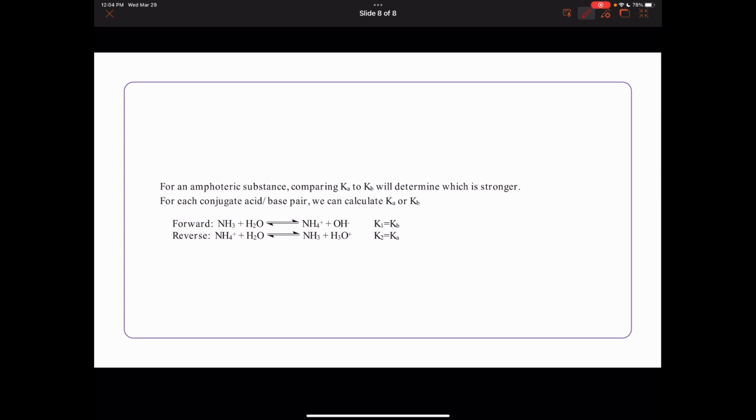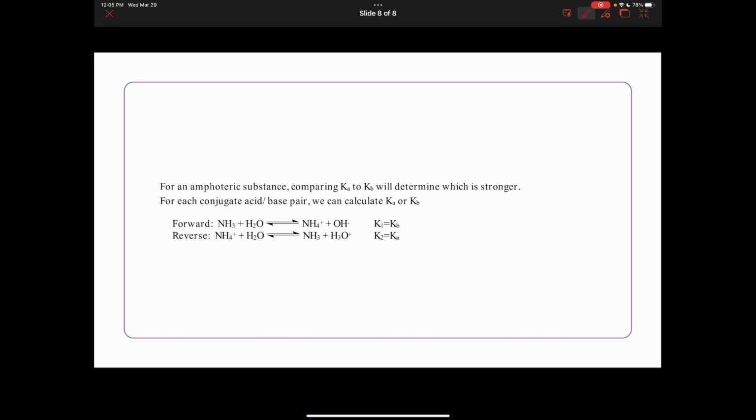Now, a couple things we want to keep in mind. So again, for an amphoterous substance, comparing Ka to Kb will determine which is stronger. For each conjugate acid-base pair, we can calculate a Ka or a Kb. So, if I look at my ammonia, for example, and remember we write our equations in the direction we are interested in. So if I'm interested in ammonia interacting with water, I'm going to write it in that direction. And that's going to produce NH4 plus and hydroxide. And so the K for that reaction is going to be a Kb because we're looking at forming hydroxide.